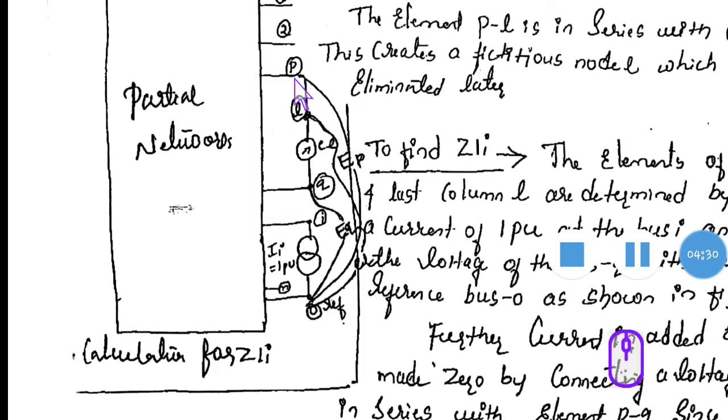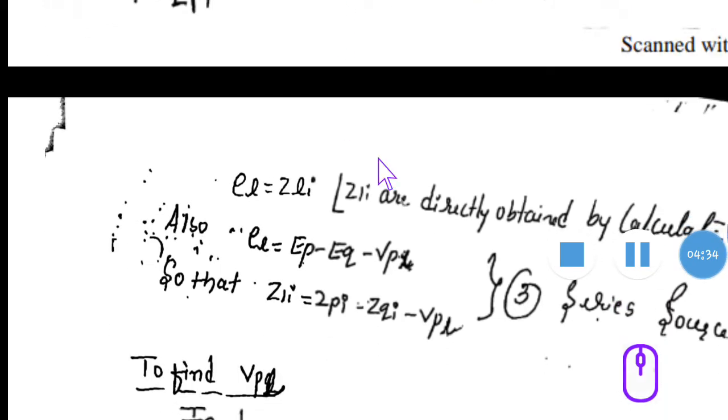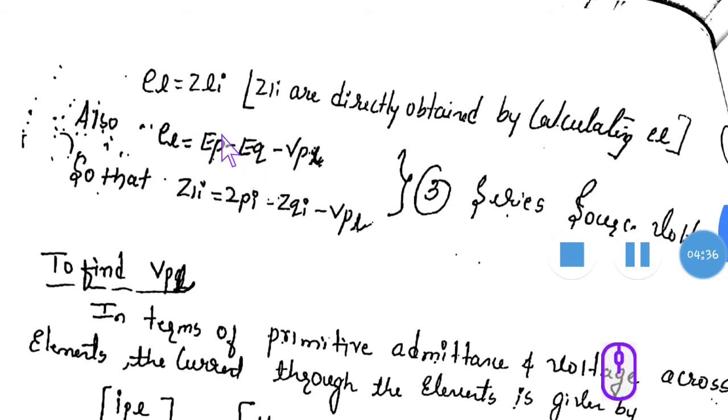EL is equal to EP minus EQ minus VPL, which is specified here. Because the extra EL gets added as a series source voltage. This is in terms of voltage. The same thing you write in terms of impedance. So Z of Li is equal to Z of Pi minus Z of Qi minus VPL. The same thing we have done for addition of branch also.